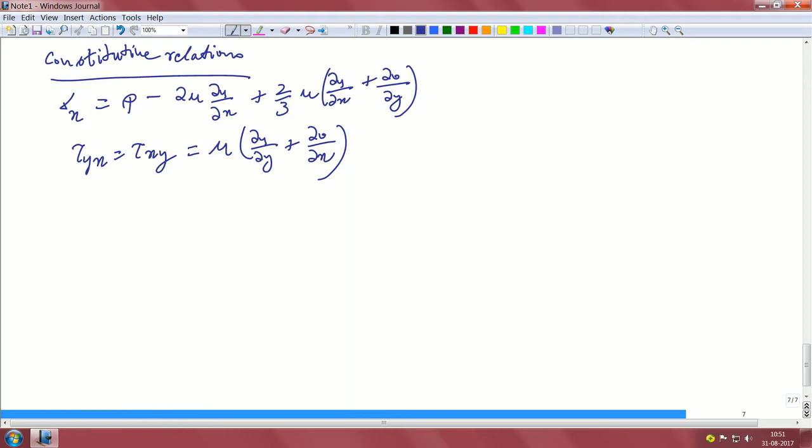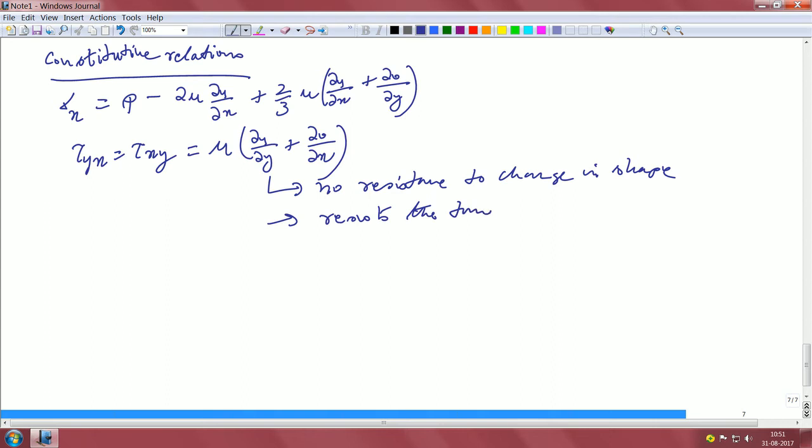Okay. So, this is basically the Newtonian fluid concept, or Newton's law of viscosity, the second relationship that we have put forward over here. This essentially means that there is no resistance to change in shape, right, but it resists the time rate of change of shape.